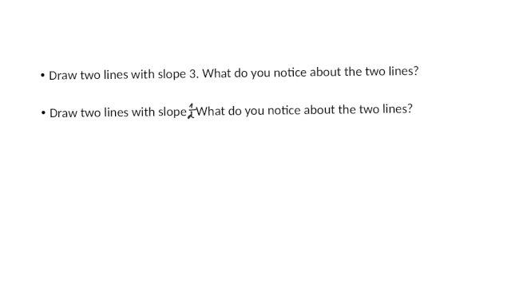The next task for you is to draw, first of all, 2 lines with a slope of 3 in your book. And think about what you notice about those 2 lines. Your second task is to draw 2 lines with a slope of 1/2, 1 over 2. And then think about what you notice about these 2 lines to answer the questions on the Google form.